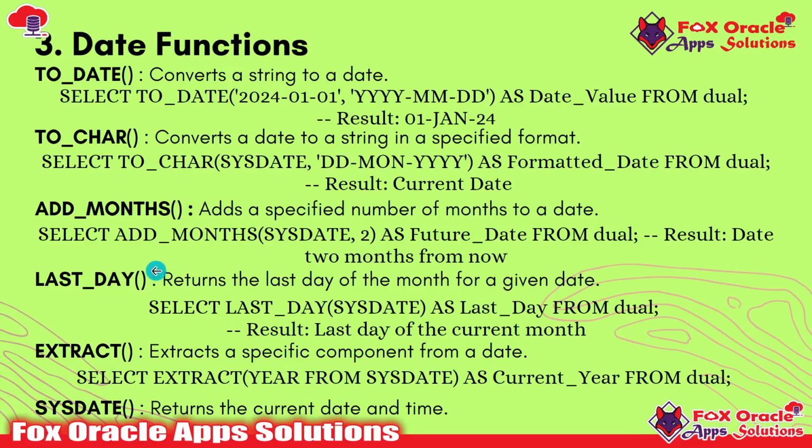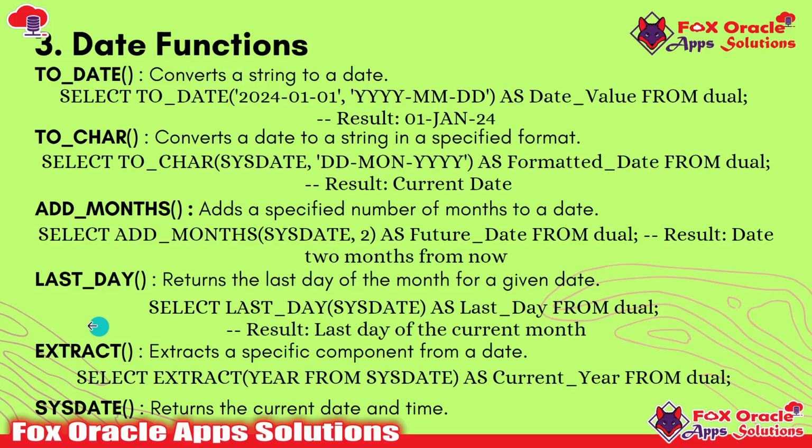We have last day. The last day function will return the last day of that current month, that specific month. For example, if we pass 1 Jan 2024 to this last day function, it will return the 31st, because January has the 31st as its last day.